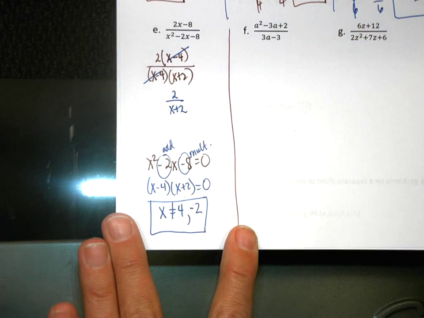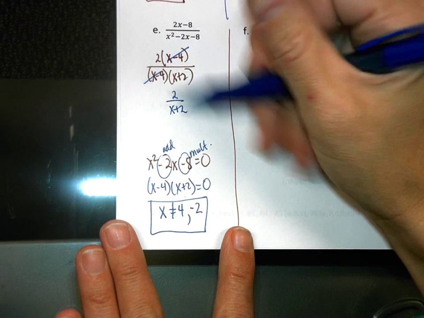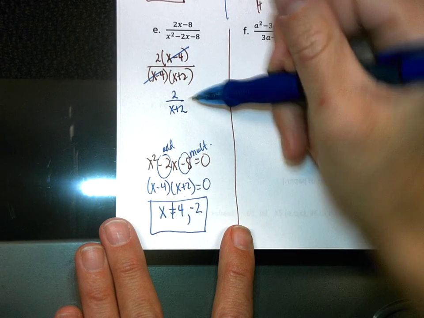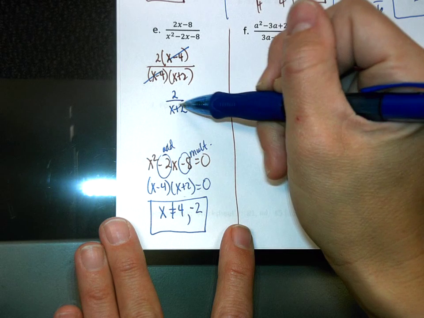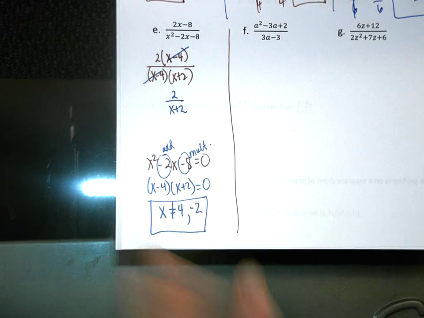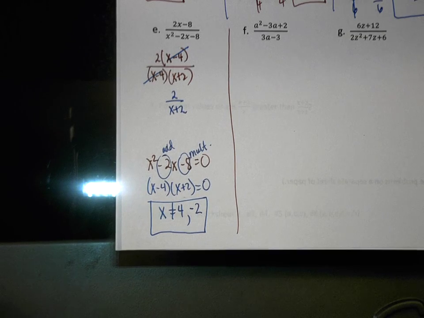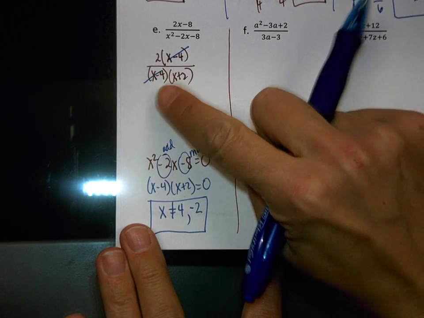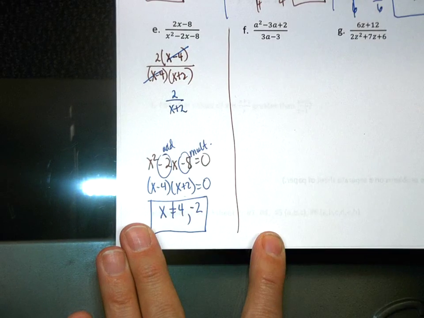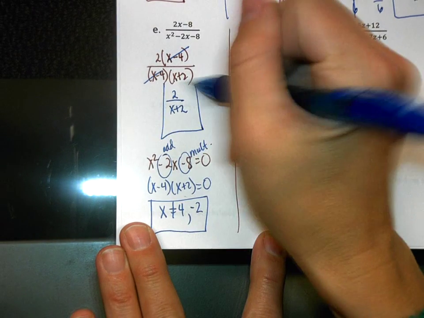Can I cancel out these 2s? No, because they are connected. This 2 is connected with an x. So in order to cancel it, you'd have to have an x and a 2 being added together. So anytime you're adding or subtracting, the only way to cancel them is if everything's the same, like the x minus 4s. So there's my answer.